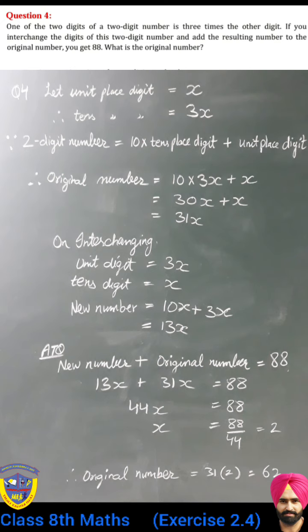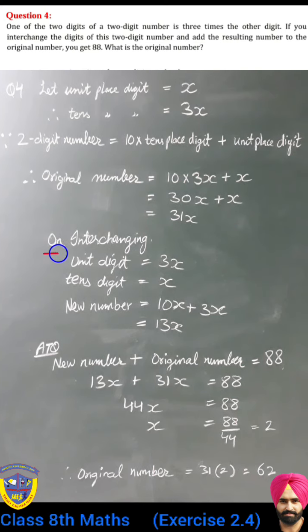Let us suppose the unit place digit is equal to x and the tens place digit is equal to 3 times the unit place digit. The two-digit number is expanded as 10 times the tens place digit plus the unit place digit. Using this method, the original number is 10 times the tens place digit plus the unit digit. You will get 30x plus x is equal to 31x.